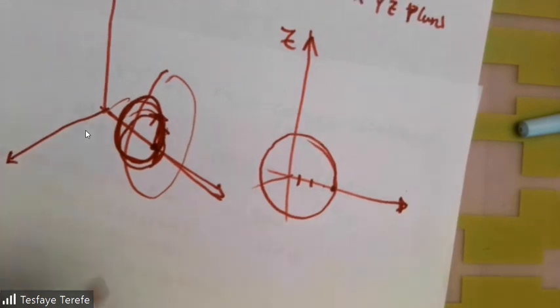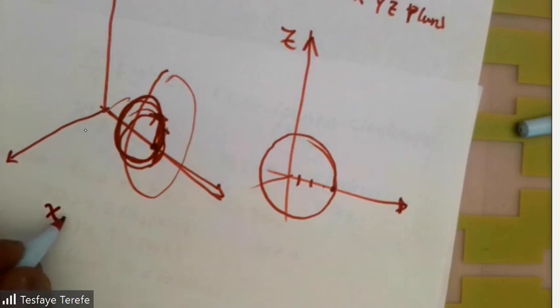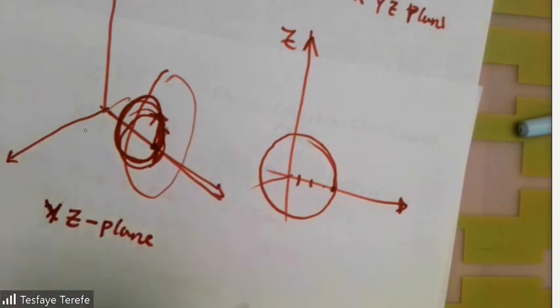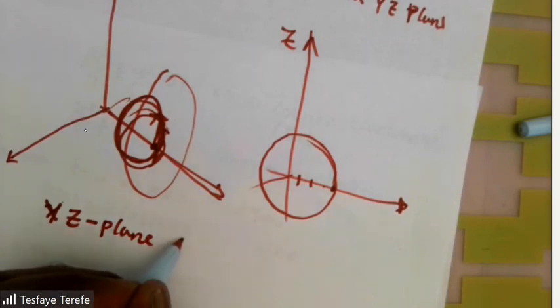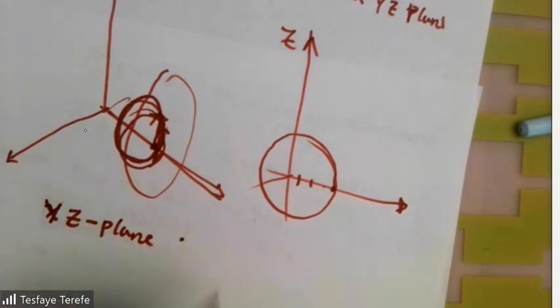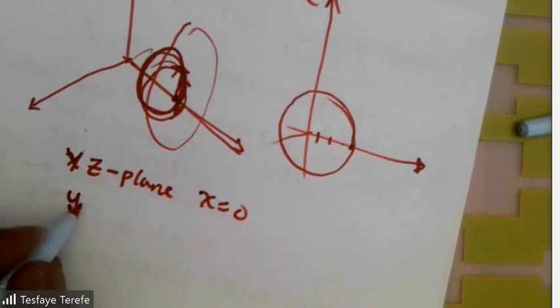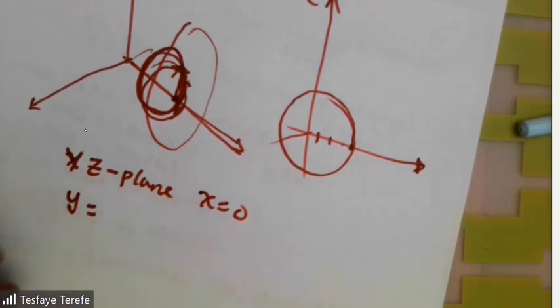So, on the YZ plane, what does the x value equal? 0. So x is equal to 0. And now we have to come up with y, because it is creating a circle. Y equals a function of some variable, and z is also a function of some parameter. That's what we are going to do.